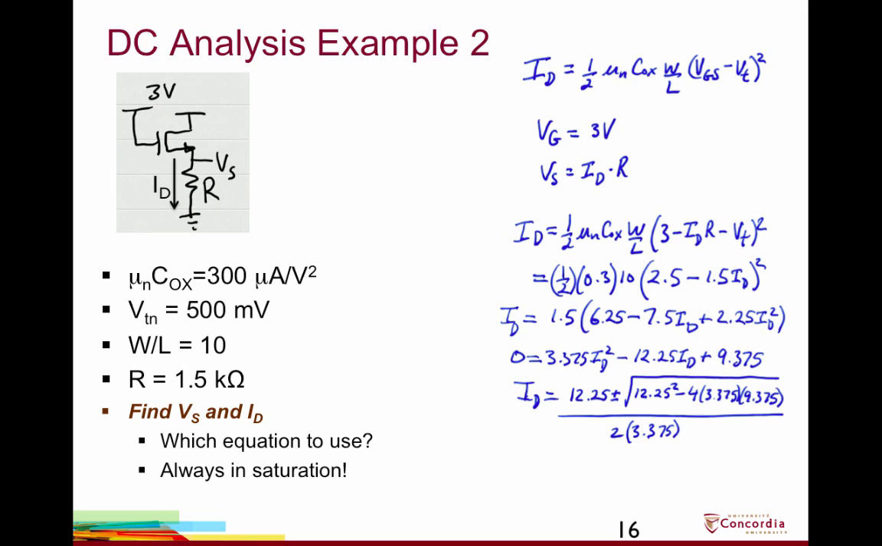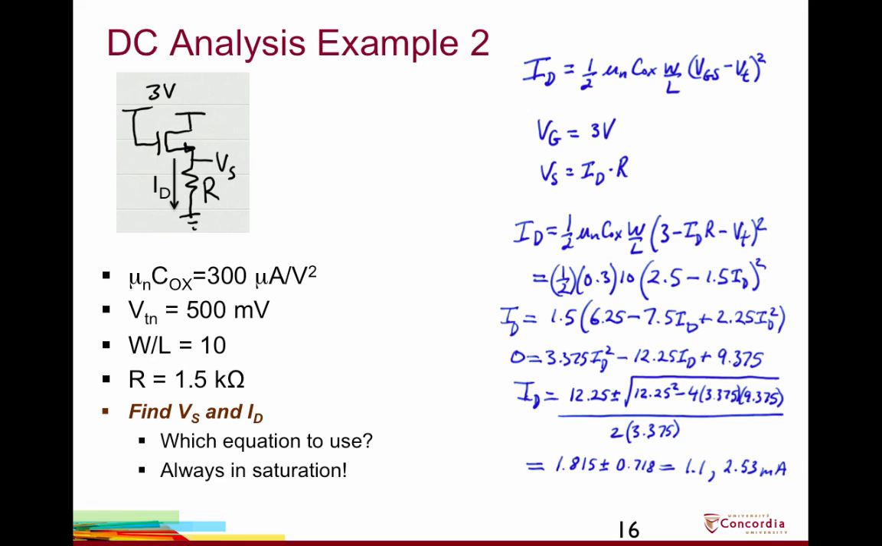Can we eliminate one? Yes. The first, the larger value, the value on the right, 2.53 milliamps, if we plug that in, we'll get a voltage, V source, that is larger than the drain. It's larger than the gate. So our assumption that current's flowing in that direction, that we have a positive gate source voltage, those aren't going to hold true, so that solution we'll say is inadmissible.